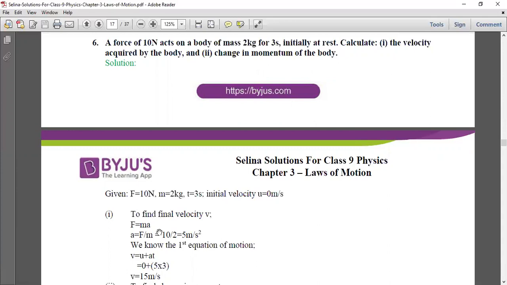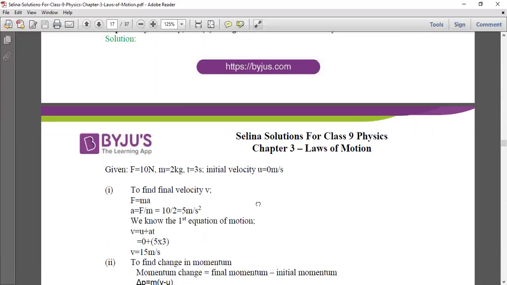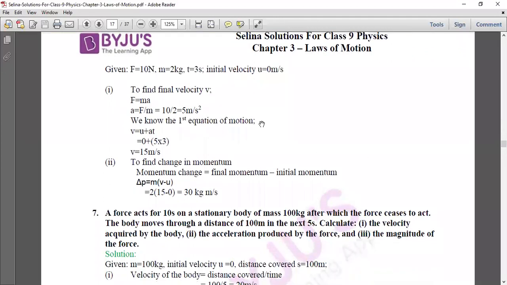So here a is equal to F divided by m. So that is equal to 10 divided by 2, and it is 5 meter per second square. Acceleration is 5 meter per second square. So we know the first equation of motion. It is v is equal to u plus at. Here we know that initial velocity is 0. Then if we substitute for a and t, we will get 5 into 3, that is v is equal to 15 meter per second. Final velocity is 15 meter per second.